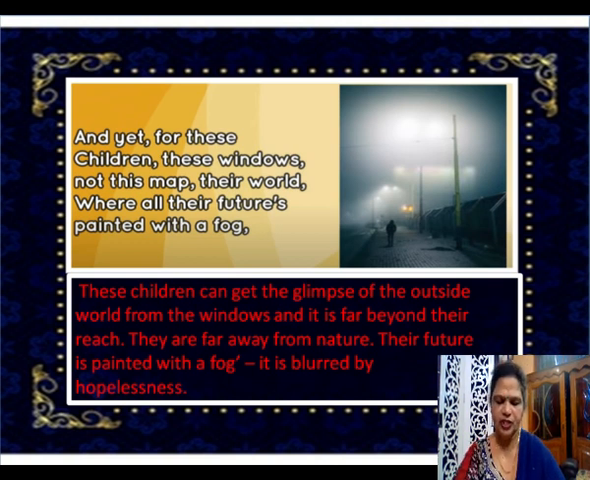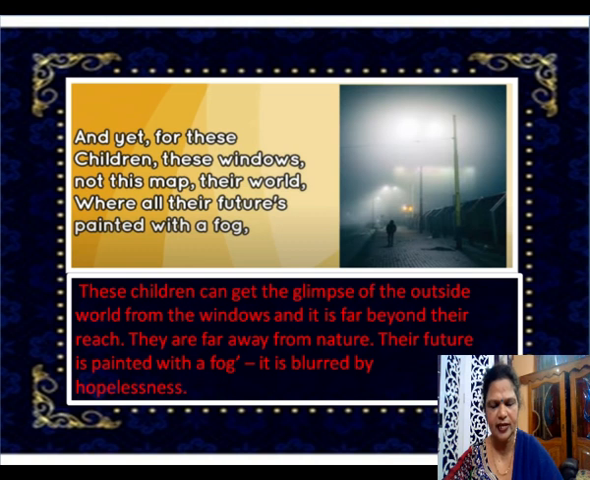And yet for these children, these windows, not this map, their world, where all their future is painted with a fog. Explaining, these children can get a glimpse of the outside world from the windows, and this is just far beyond their reach. They are far away from nature. Their future is painted with a fog. It is blurred by hopelessness. Means there is no future for these children.